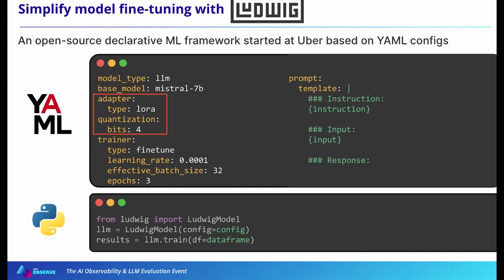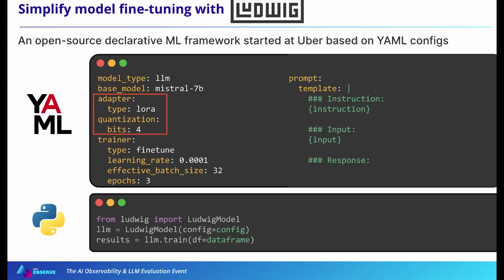You can specify model type as LLM. You can set your base model to be any open source base model. We support them all. And you can specify adapter type as LoRA, and quantization is 4 bits, and it's just that. So write your config file. There's all sorts of configuration options. This is probably one of the smallest. That will get you pretty far.